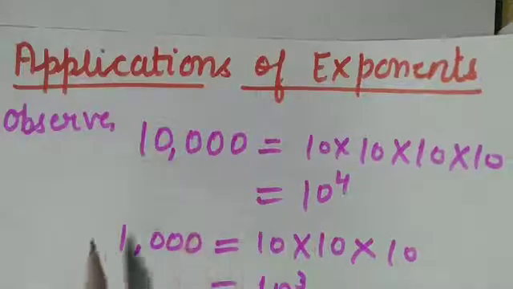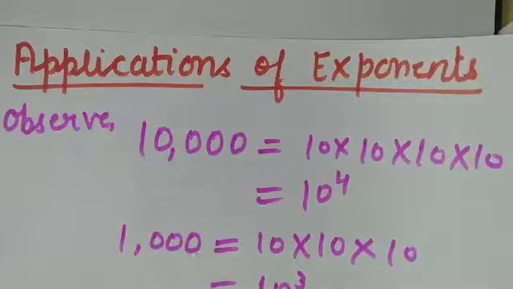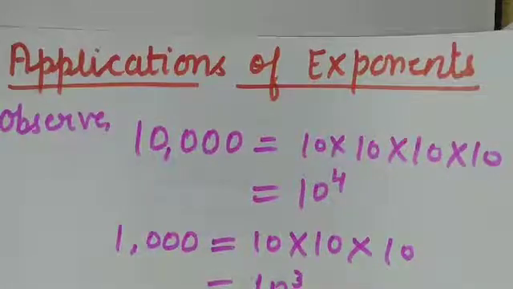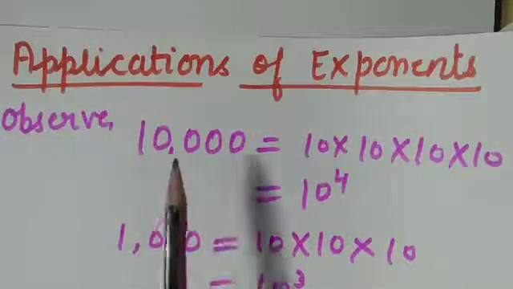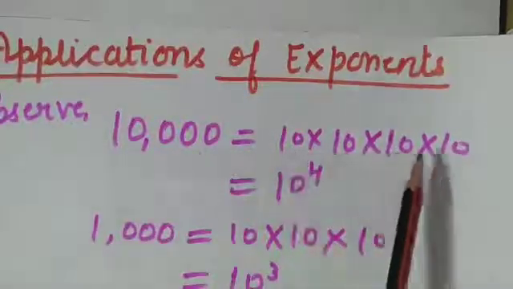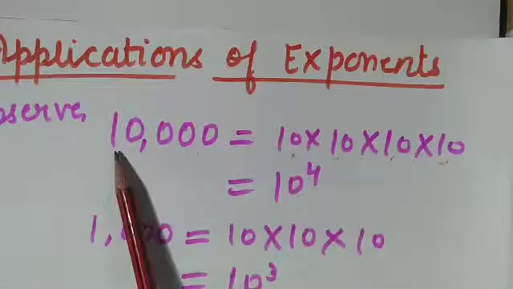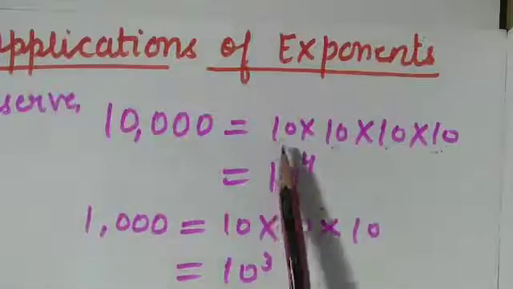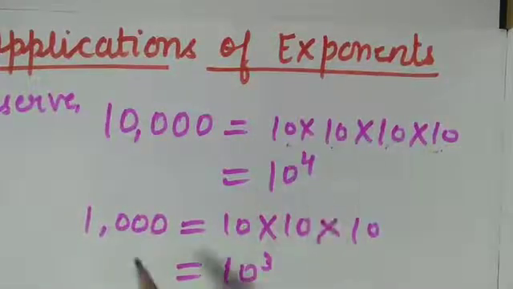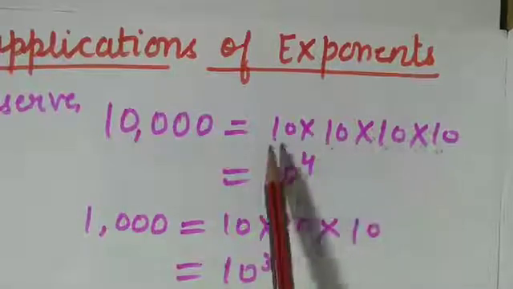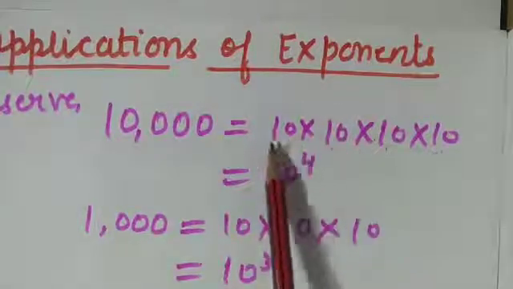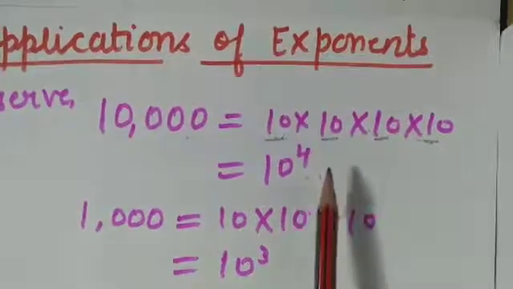So from the concept we have learned so far, we can say that we can write large numbers in a shorter form using exponents. Now observe this number. This is 10,000. This can be written as 10 into 10 into 10 into 10, because 10 into 10 into 10 into 10 is equal to 10,000, and in shorter form we can write it as 10 to the power 4, because 10 is being multiplied by itself, and how many times is it multiplied? It is 1, 2, 3, 4. So this is 10 to the power 4.